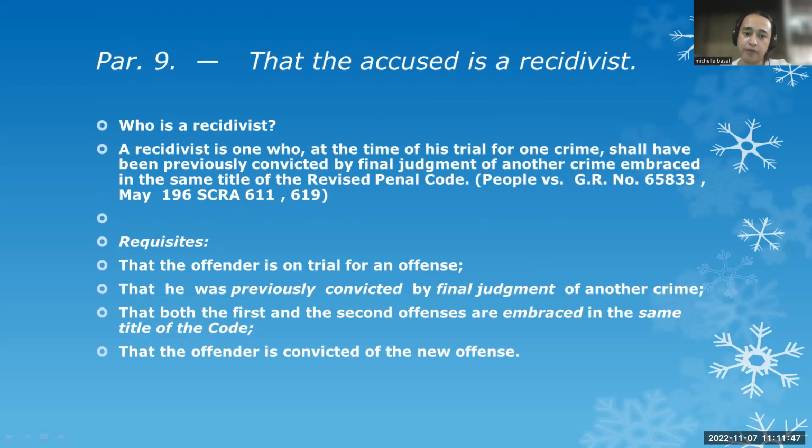Under that title, may the mga specific crimes. So, for example, if it was physical injuries, it is again under crimes against persons. So, here, to be held liable for recidivism, kung physical injuries man na niya first offense, dapat ang second offense are still those defined under crimes against persons. Okay? Or Title 8 of the Revised Penal Code. So, and lastly, that the offender is convicted of the new offense. So, convicted liwat hiya second offense.